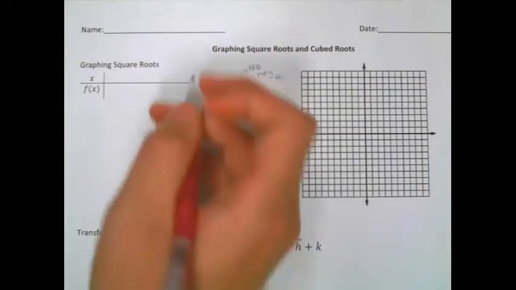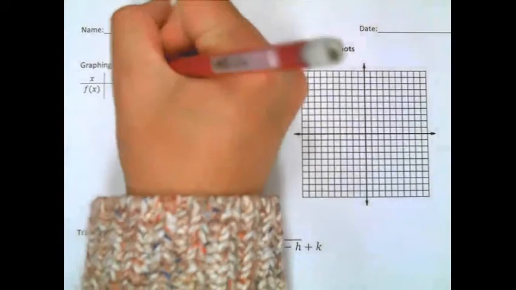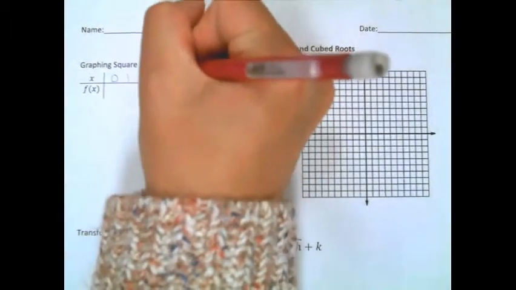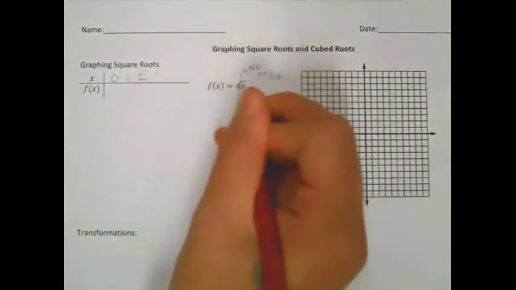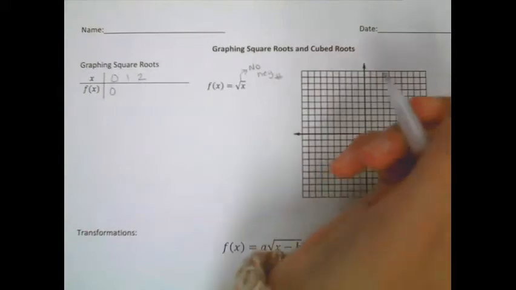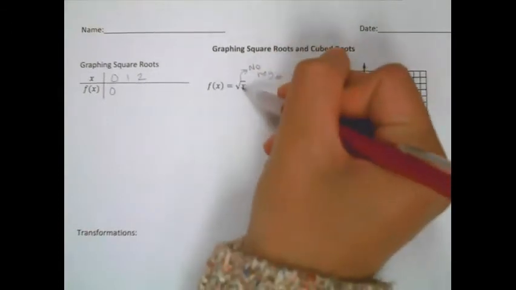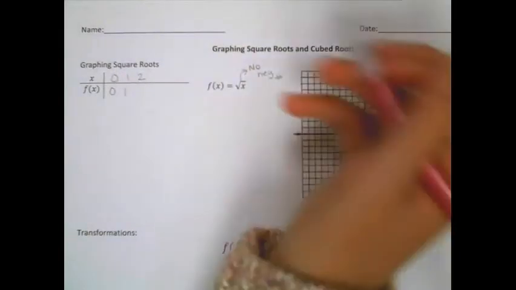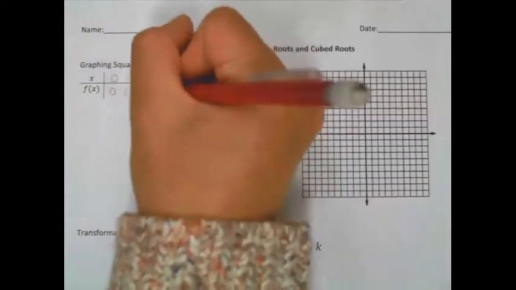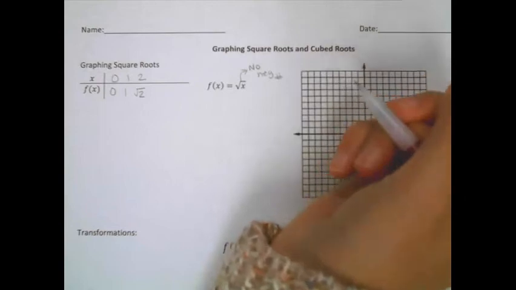So I'm going to include positive numbers. I'm going to choose 0, 1. Usually we choose 2. And then I'm going to see where we're at and stop there. So if we input 0, we get the square root of 0, which is 0. If we input 1, we get the square root of 1, which is 1. If we input 2, we get the square root of 2, which is an irrational number.